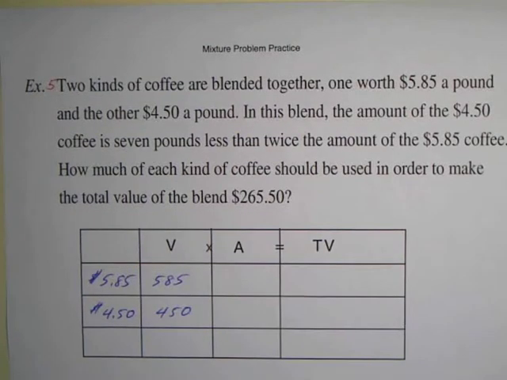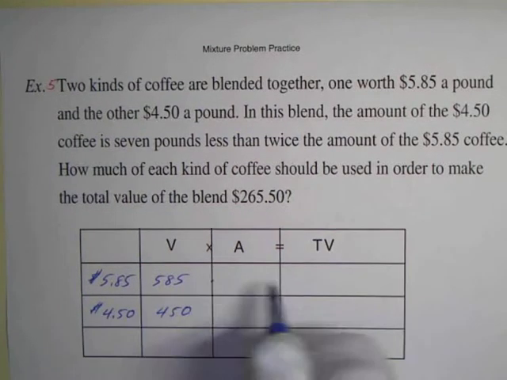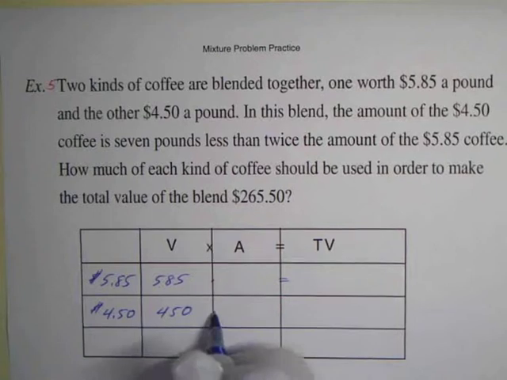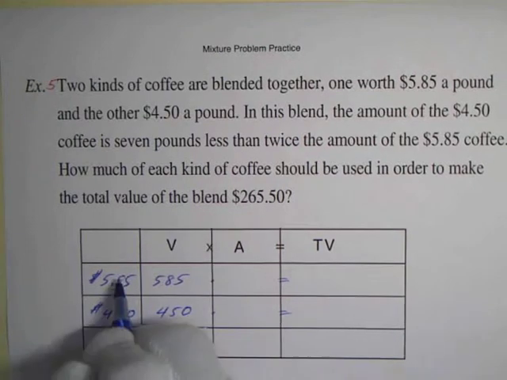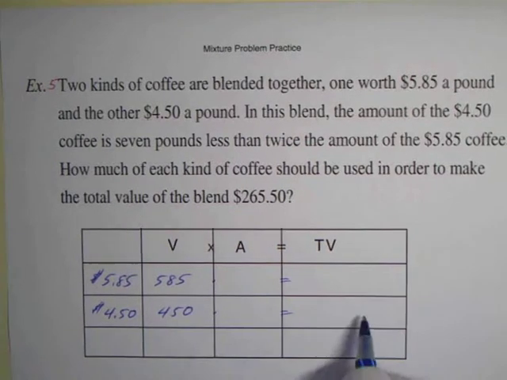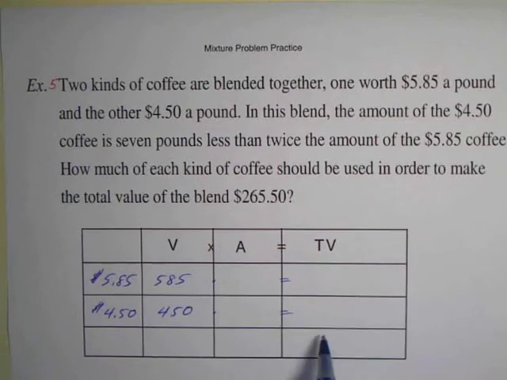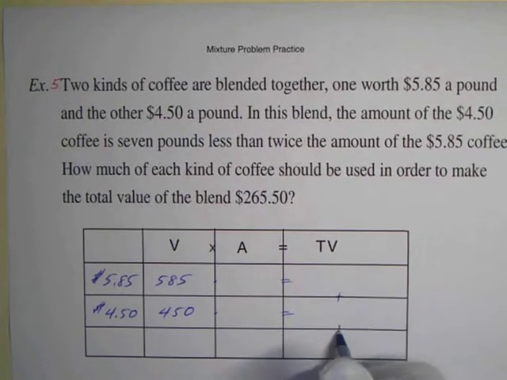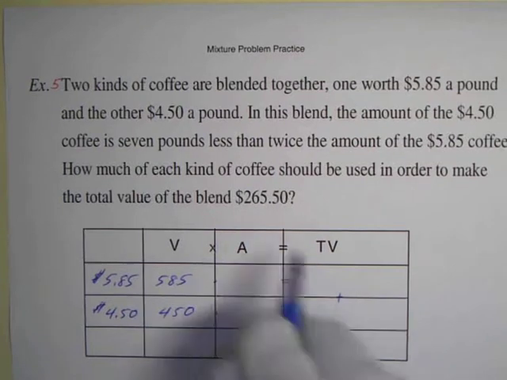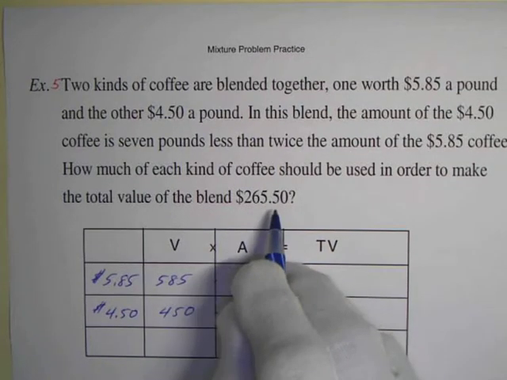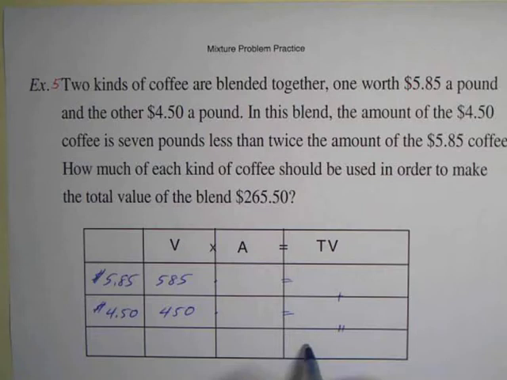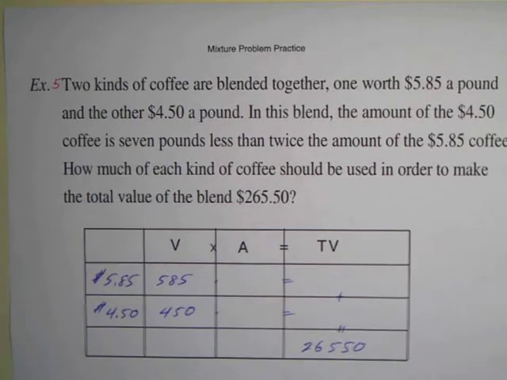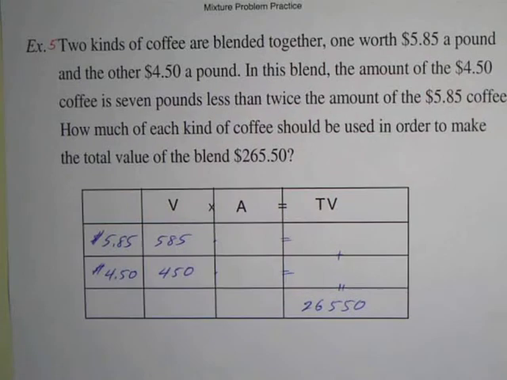All right. And we want the total value. We're going to multiply these across. So we're going to get the value of the 585 coffee and the value of the 450 coffee, depending on how many pounds we're going to use. And we want that total value to add up to $265.50, or 26,550 cents. Okay, you can do it all in cents if you want.